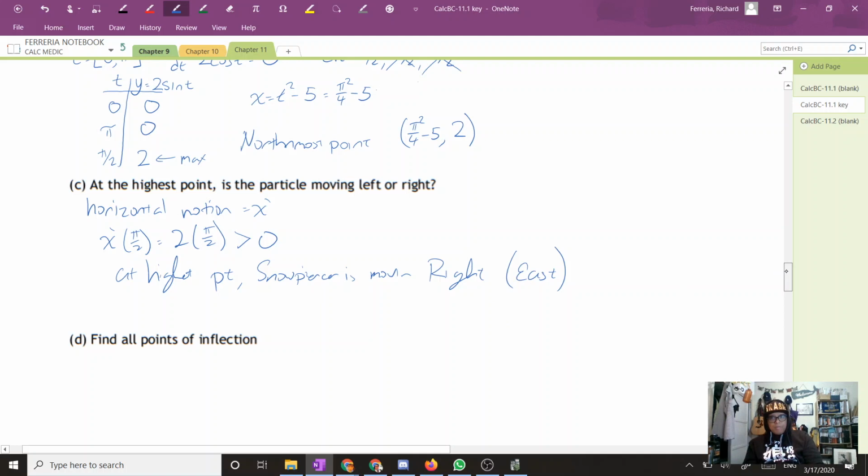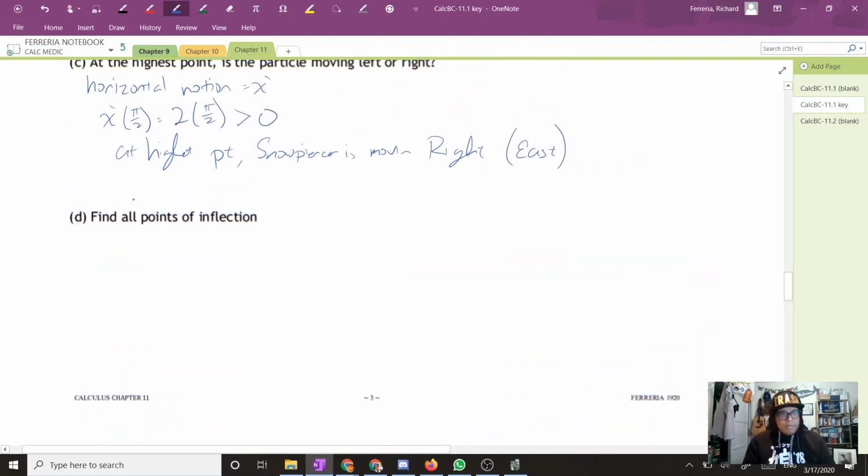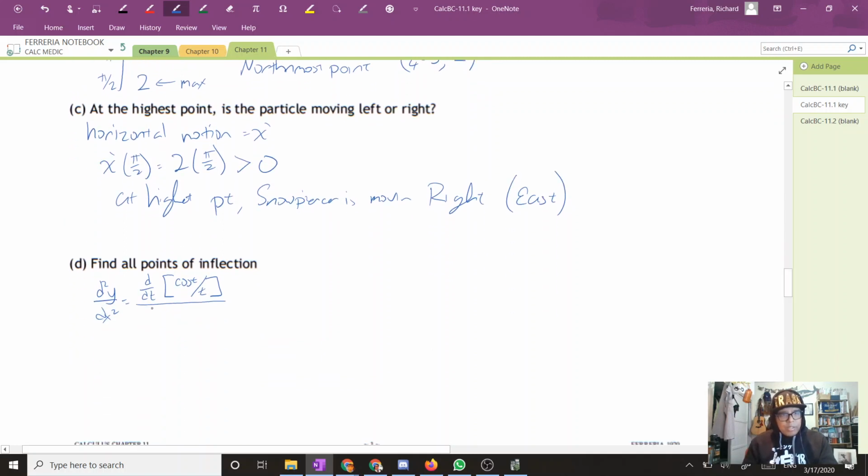Last, we're supposed to find all points of inflection. So let's figure out our, what do we call this? Our second derivative, d squared y dx squared. So d squared y dx squared is equal to the derivative with respect to t of the slope. Let's remember that the slope was cosine t over t, over dx dt, and we already said dx dt was 2t. So now we just got to figure out the derivative of cosine t over t.